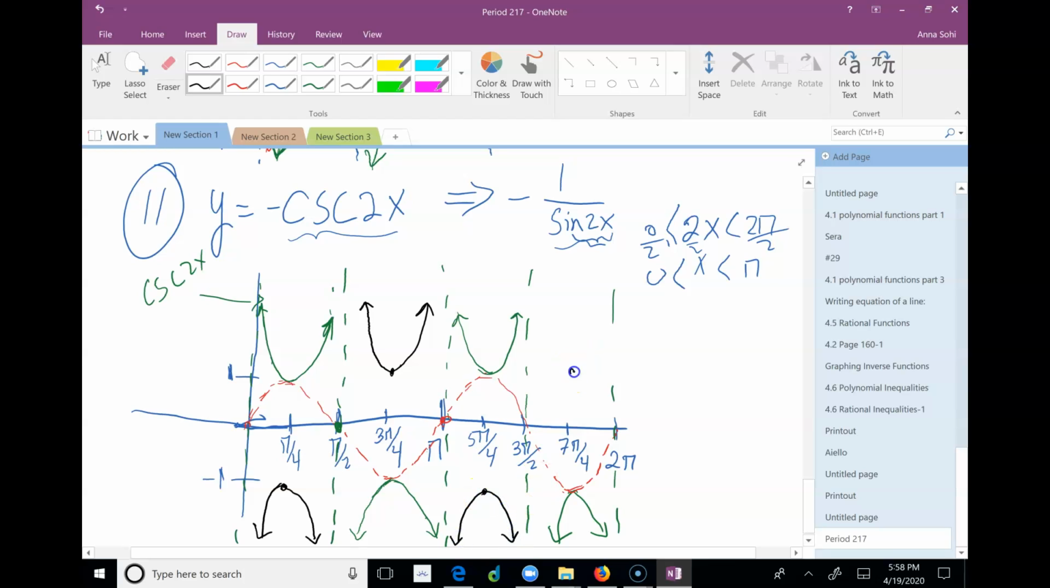If I was asked to label some of the points, so for example, this point right here would have been 7 pi over 4 comma 1. Or this point right here would have been pi over 4 comma negative 1.